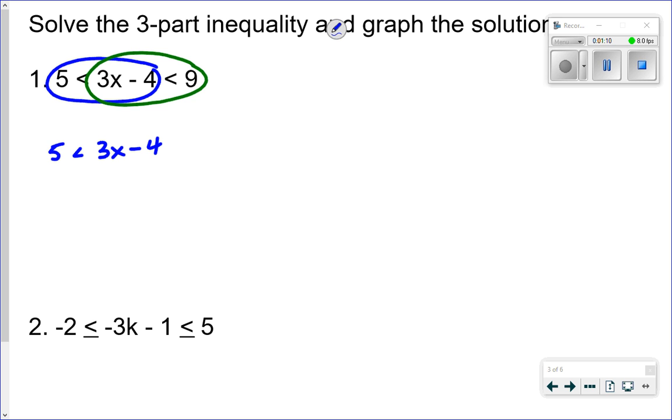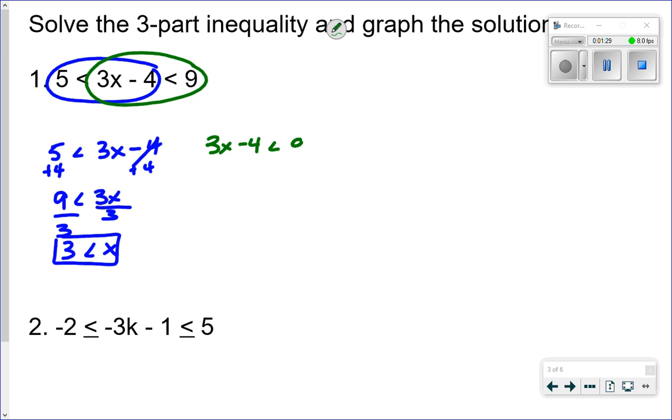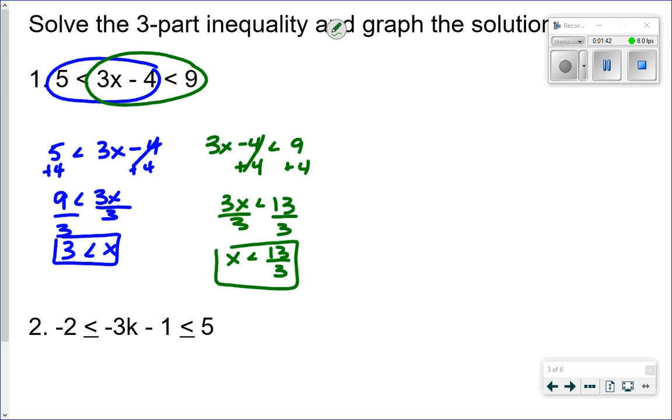So I'm trying to solve for x. I'm going to add 4 to both sides. 9 is less than 3x, and then divide by 3. x is greater than 3. So that's one of my solutions. And then now I need to solve my green solution. I'm going to add 4 to both sides. 9 plus 4 is 13, divided by 3. x is less than 13 over 3. So that is a solution as well.